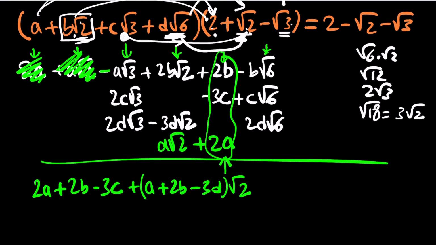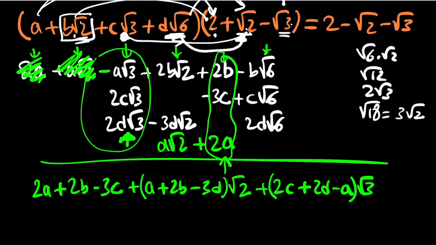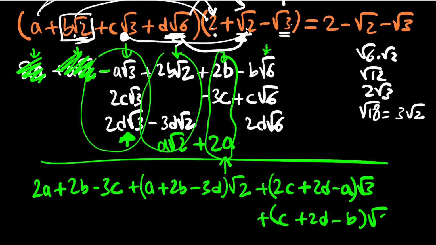And then this is root 2. And I'll go to root 3 here. That's going to be plus 2c plus 2d minus a, root 3. And finally, we're going to do the root 6. We've done that. It's going to be c plus 2d. Can I write it here? C plus 2d minus b, all multiplied by root 6. Beautiful.